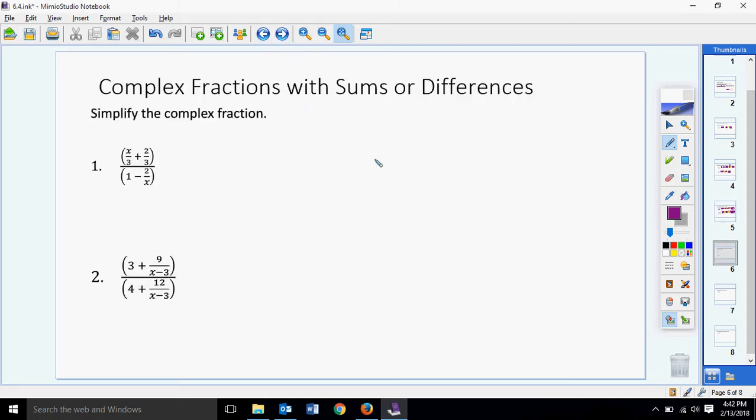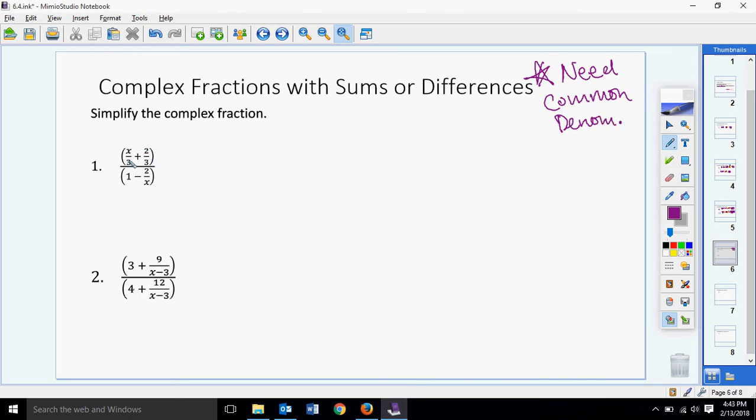Now, complex fractions with sums or differences. So this is kind of combining adding and subtracting rational expressions with multiplying rational expressions. So we want to make sure anytime we're adding rational expressions that it has a common denominator. Okay, so put that in your notes, star it: need common denominator.